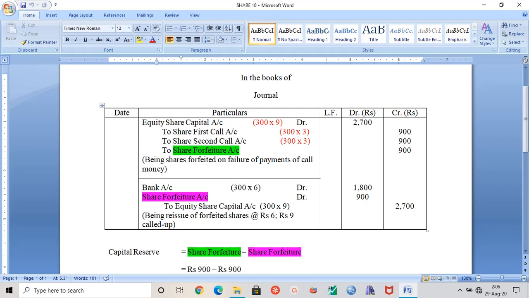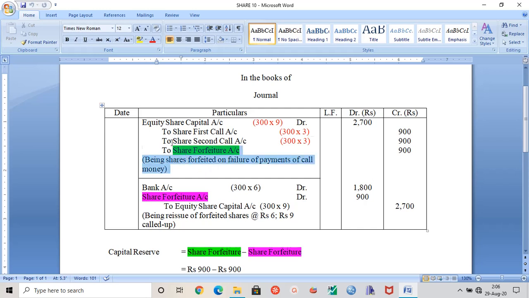Hello students, now we are in question number 10. This question is a continuation of question number 9. In question number 9 we saw how to forfeit the share. We saw the forfeiture entry, this is your forfeiture entry.